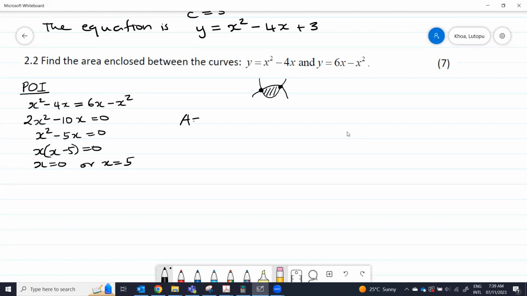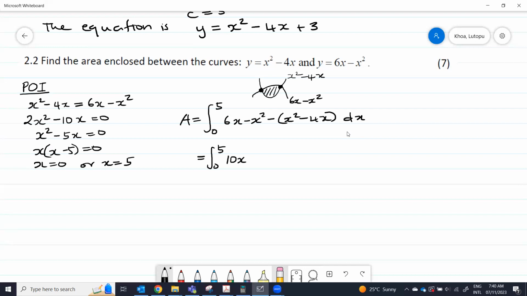And now the area, we're going to integrate from 0 to 5. We say the one above. So the one above is the 6x minus x squared, and the one below is the x squared minus 4x. So we say 6x minus x squared minus x squared minus 4x, and this we integrate with respect to x. This is the integral from 0 to 5. We have 6x minus negative 4x. This is 10x. And then minus x squared minus x squared. This is minus 2x squared dx.